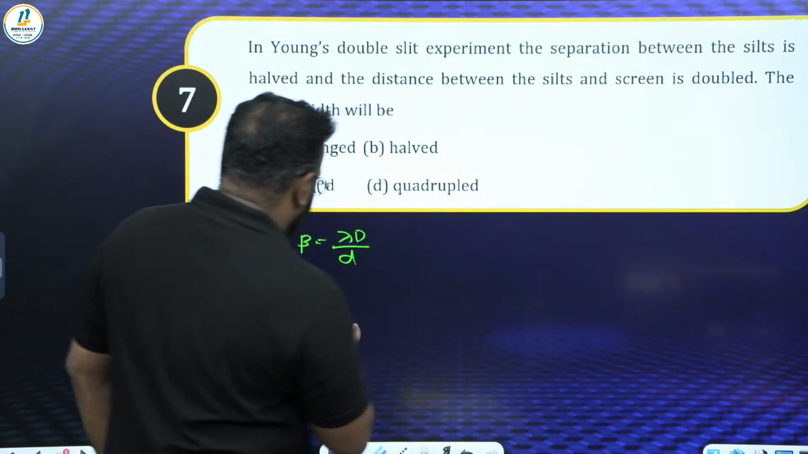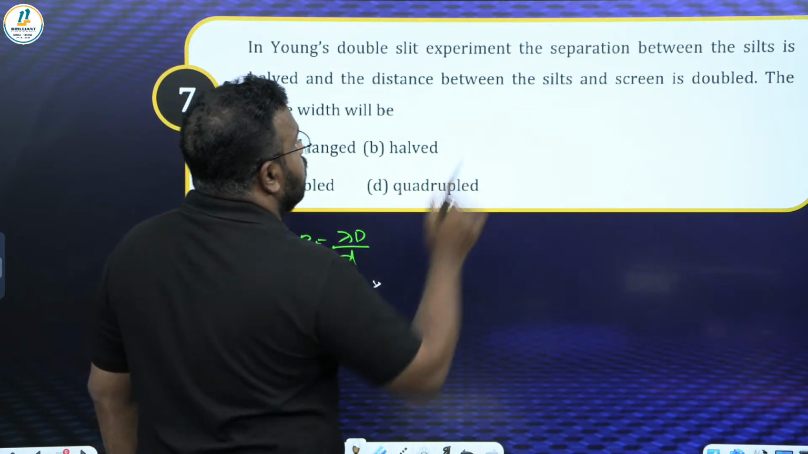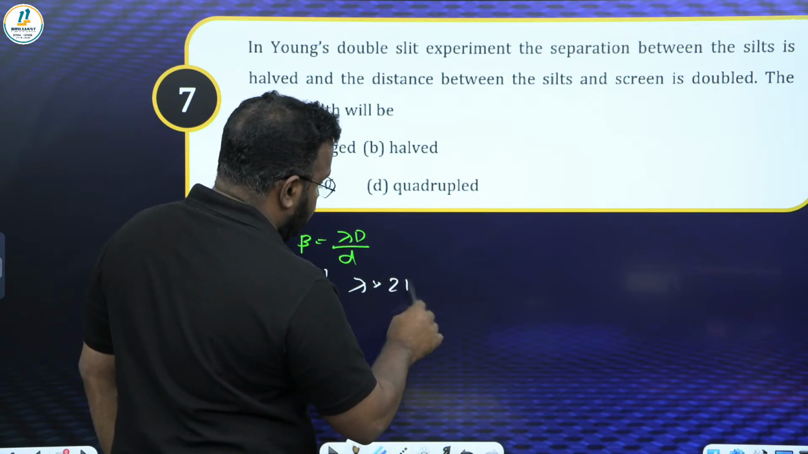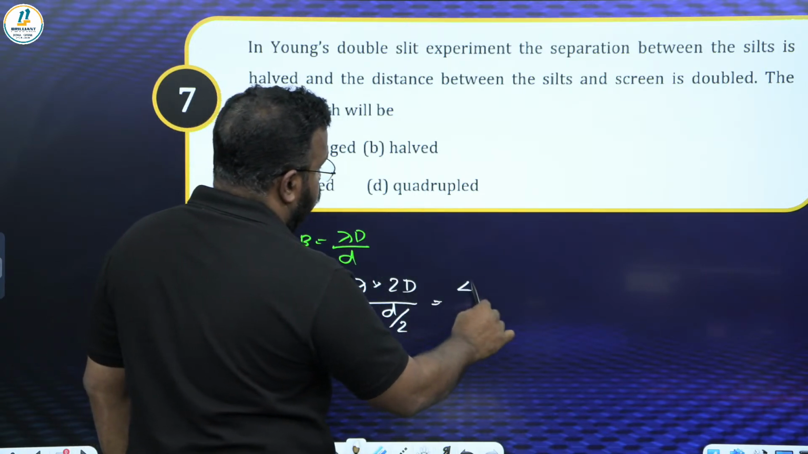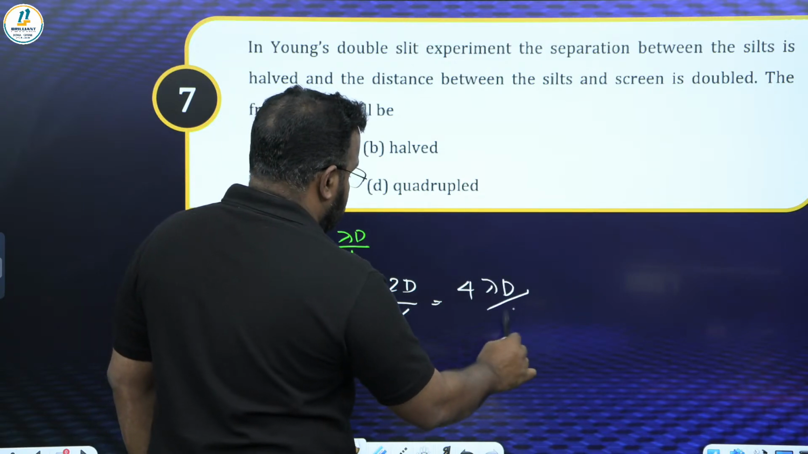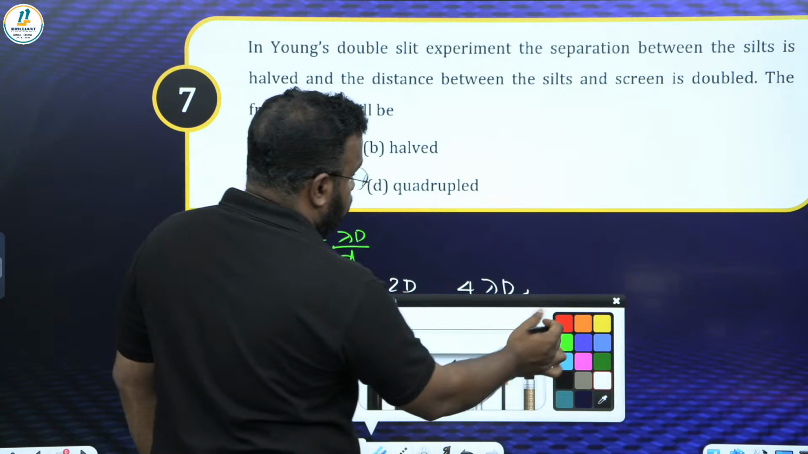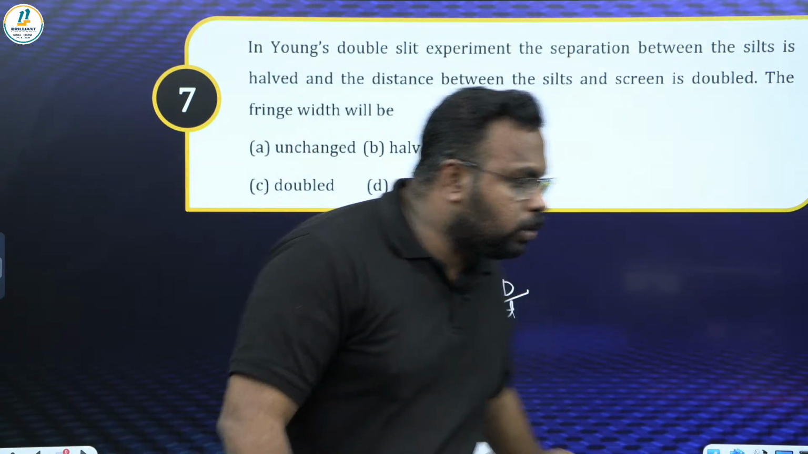So here, what is given? Beta dash, we have to find the new. Lambda, there is no change. The distance between the slit and the screen is doubled, that means D becomes 2D, and the distance between the two slits is halved, d by 2. So this 2 will go up, we get 4 lambda D by small d. That means 4 times beta. Okay, the answer is quadrupled. All of you got the right answer. Very good. Keep it up. Going to the next.